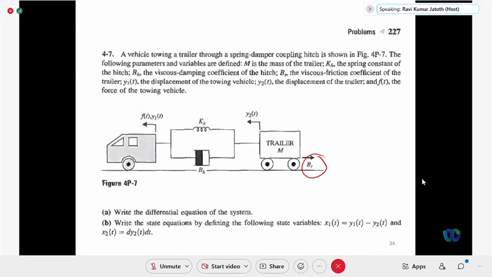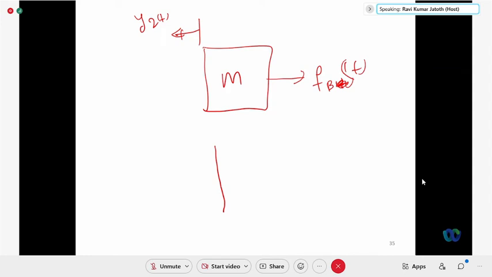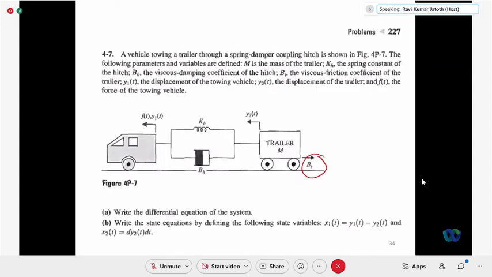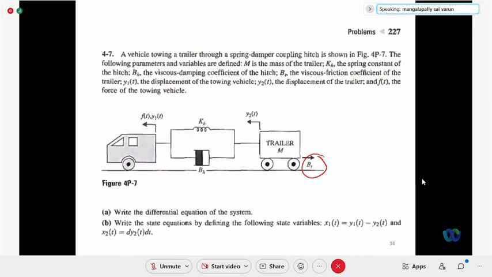In that case, the first step is what? Mathematical modeling. Varun, we have to draw a free body diagram around this point. If the mass of the towing vehicle is given, no problem, but that is not given in the problem. Here, F of t is in this direction, and Y1 of t, the displacement, is also in this direction. When the towing vehicle is moving in this direction, the spring force and friction force will be in the same direction as Y1 of t, or will it oppose? It will oppose, sir.